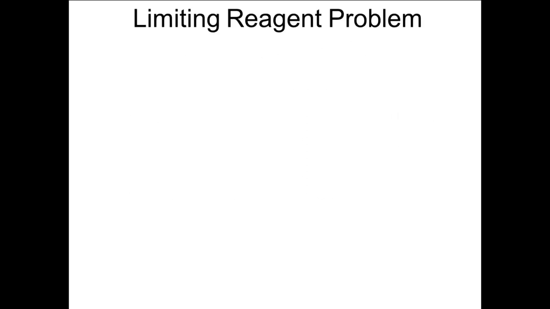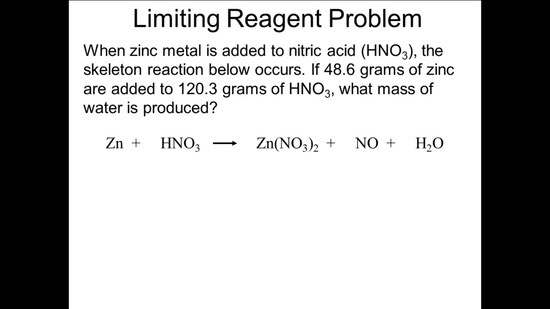Let's go back to chemistry and look at the following problem. When zinc metal is added to nitric acid, HNO3, the skeleton reaction shown below occurs. If 48.6 grams of zinc are added to 120.3 grams of nitric acid, what mass of water is produced?